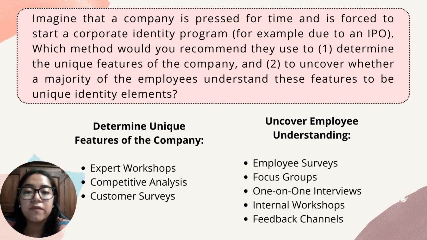When a company is pressed for time and needs to quickly start a corporate identity program, there are streamlined methods they can consider to determine unique features and assess employee understanding of these features. One, determine the unique features of the company: expert workshops, competitive analysis, customer surveys. Two, uncover employee understanding: employee surveys, focus groups, one-on-one interviews, internal workshops.